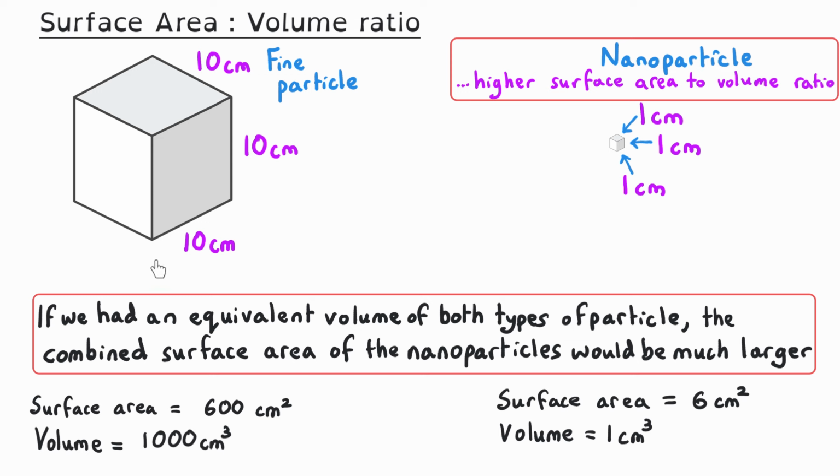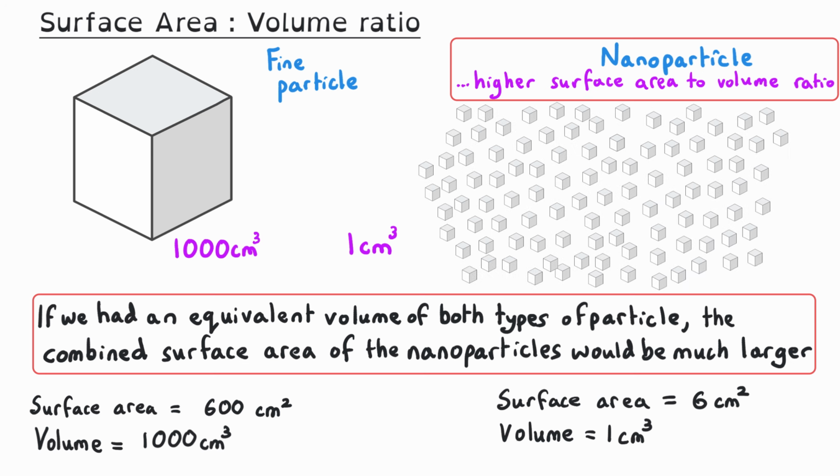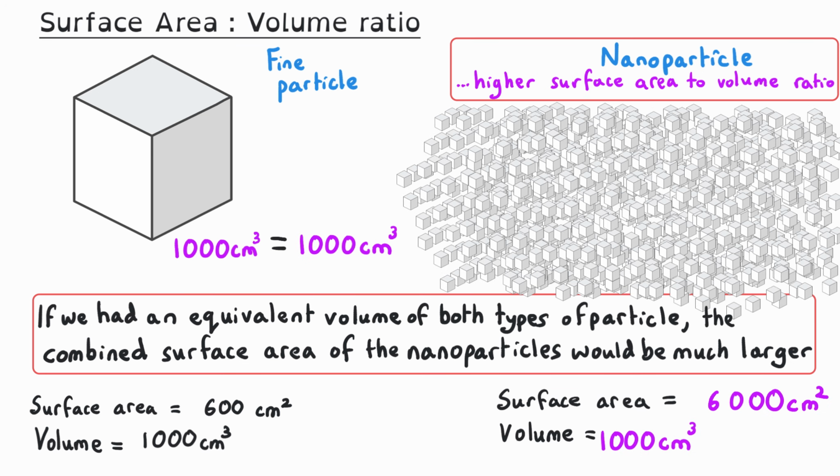And so the fine particle volume for my cube that I was showing originally was 1000 cubic centimetres. And then the volume for my nanoparticle was 1 cubic centimetre. And so this means that to have an equivalent volume of both types of particle, both cubes, we would need to have 1000 of these smaller cubes. And having got that, we can see that we have got the same volume of cubes of both types of particle. And then knowing that the surface area of the nanoparticle cube was 6 centimetres squared for each particle, now we've got 1,000 of them.